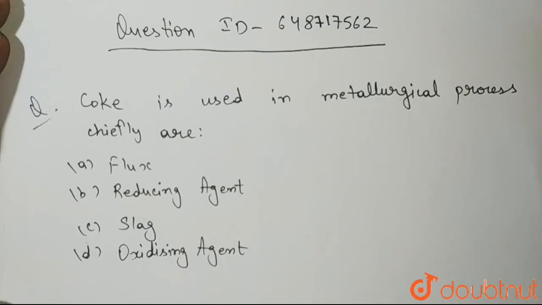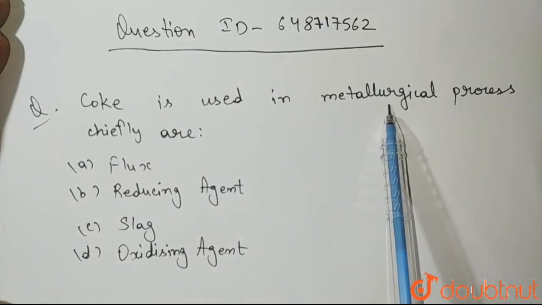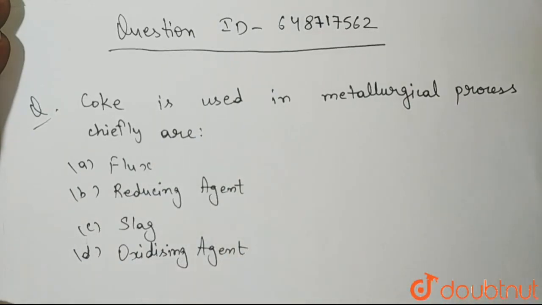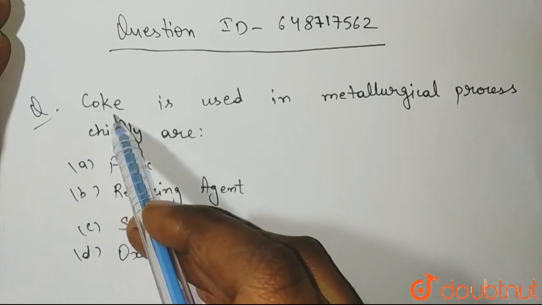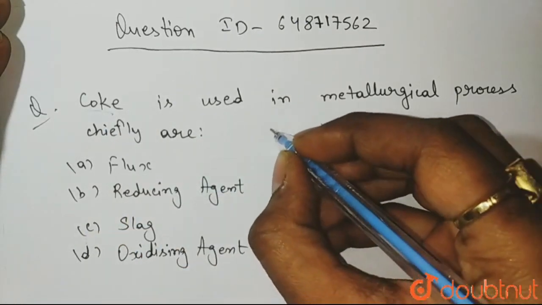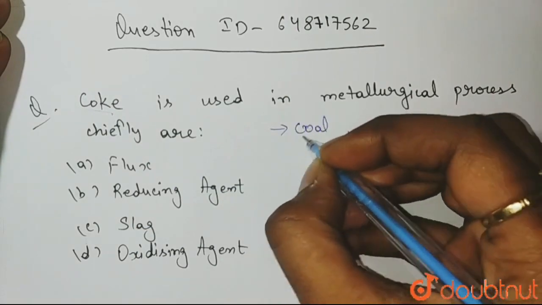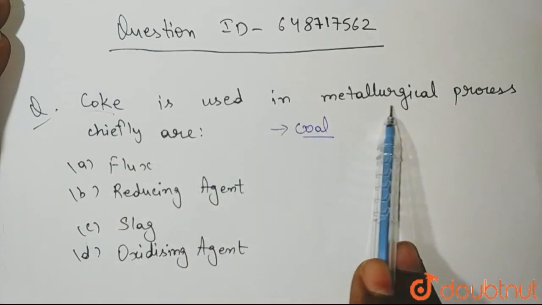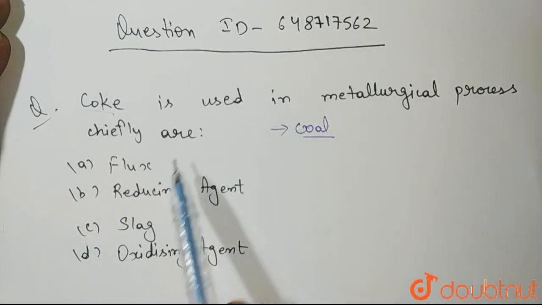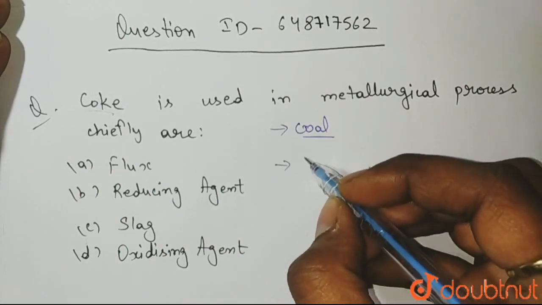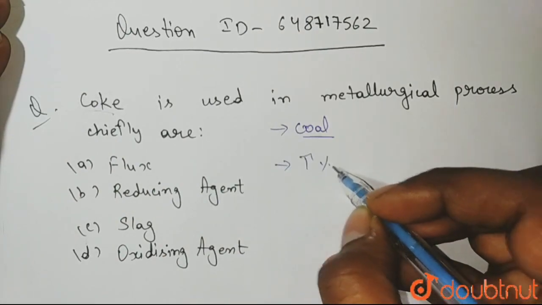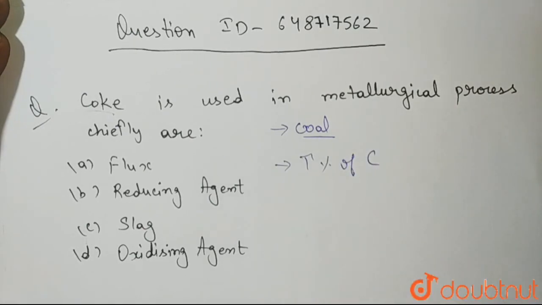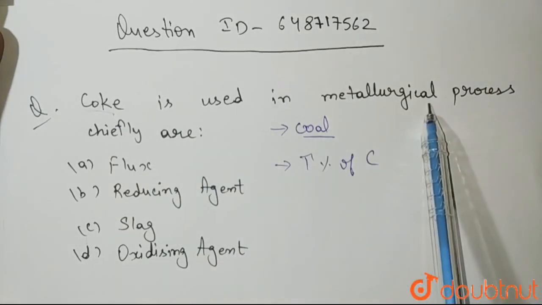Hello students, the question is: coke is used in metallurgical process chiefly as, your options are flux, reducing agent, slag and oxidizing agent. So first of all we should know what is coke. Coke is nothing but a fuel which is obtained from coal, right? And why is it used in metallurgical processes? Because it contains less amount of sulfur, or you can say a higher percentage of carbon is present in coke. That's why it is chiefly used in metallurgical processes.